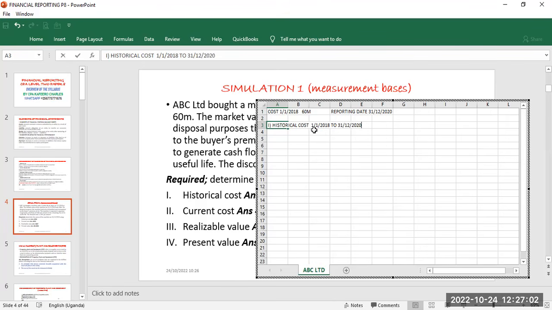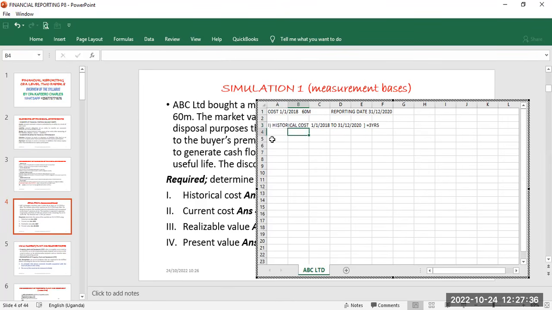2020, how many years are there? So we need to find how many years there are. We have from 1st January 2018, 2019, then 2020. 2020 is inclusive because it is at the end, meaning there are 3 years.